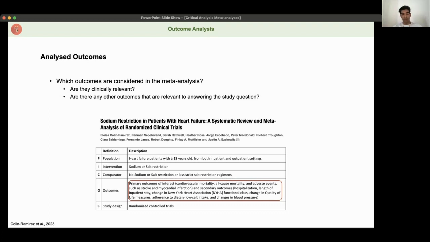And you will always have a table in your meta-analysis with this PICOS in it to tell you exactly what population's been used, what intervention and comparator has been used, what outcomes have been measured. So in this case, just like I was saying, CVS mortality, all-cause mortality, stroke, MI, hospitalization, change in class, and quality of life, which is why I quite like this meta-analysis. They've looked at a whole range of outcomes. So it's quite a thorough meta-analysis, I'd say.